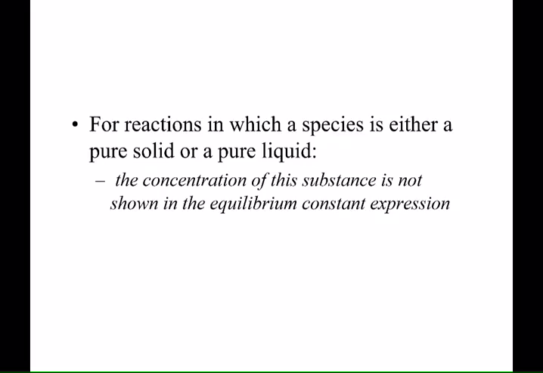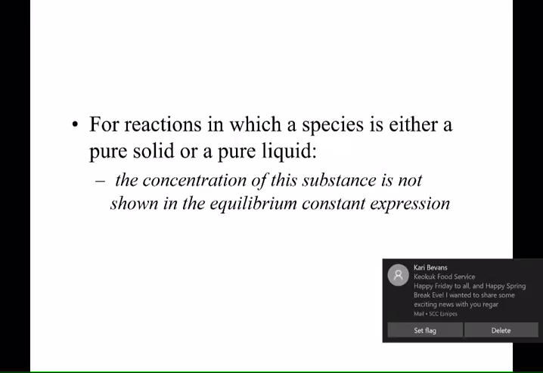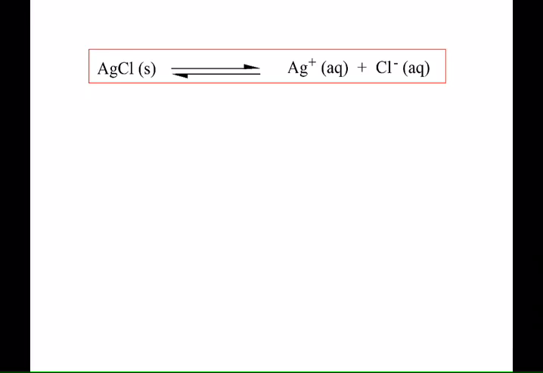So here's another thing for you. If you see an (l) or an (s) next to a species, it doesn't appear in your equilibrium constant expression either. The thought there is, if you have a chemical equilibrium and you have an (l) or an (s), liquid or solid, its concentration is relatively constant. That's how I've heard it. So here's an example of that one. Again, (s) or (l), solid or liquid, doesn't appear in the equilibrium constant expression.